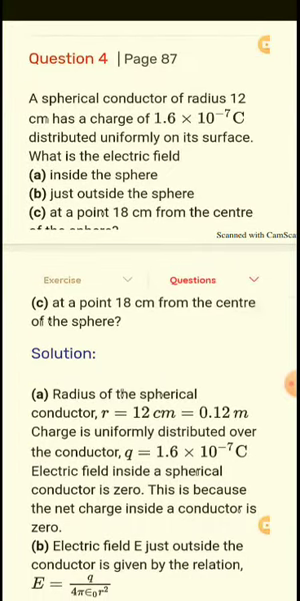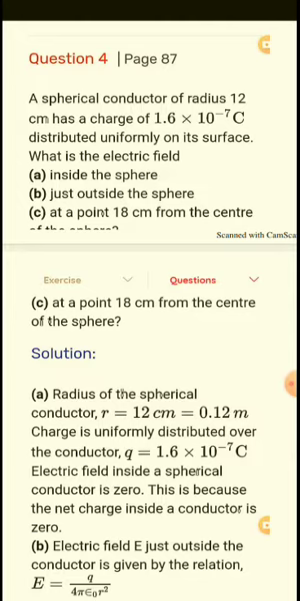A spherical conductor of radius 12 centimeter has a charge of 1.6 into 10 to the power of minus 7 coulomb, distributed uniformly on its surface. What is the electric field inside the sphere, just outside the sphere, and at a point 18 centimeter from the center of the sphere? These are the three questions given.